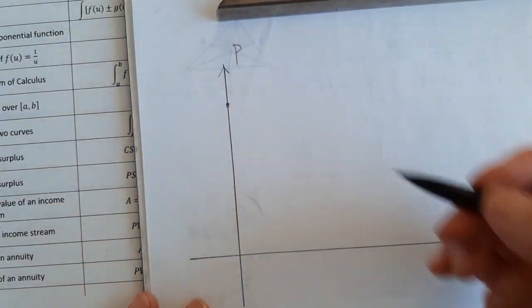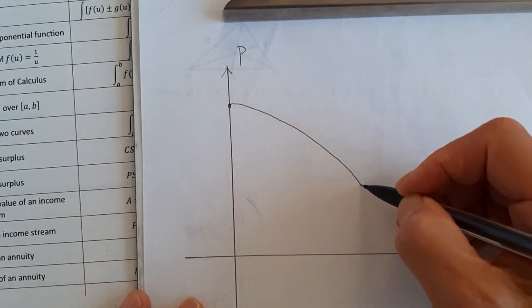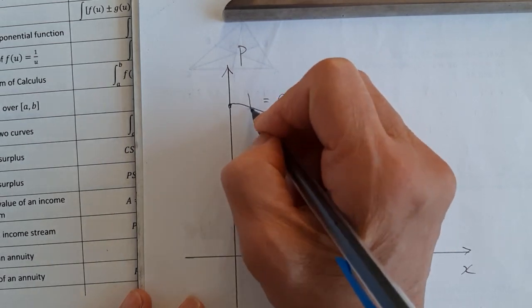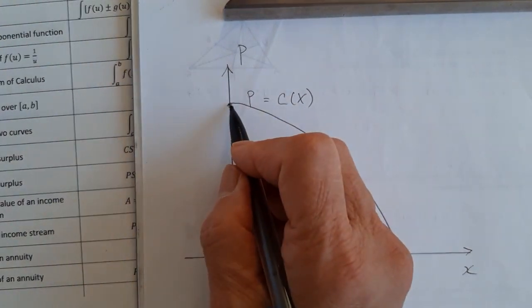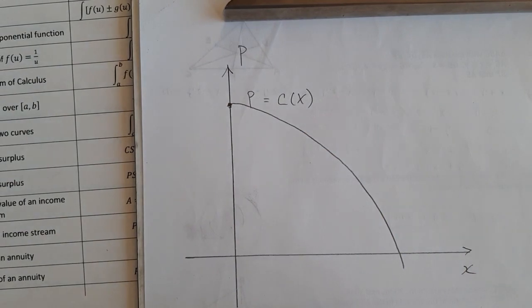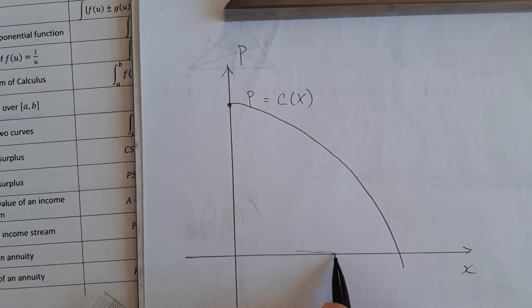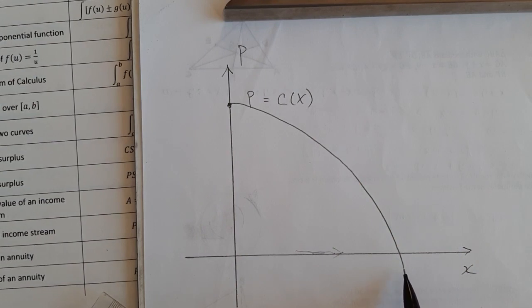We start with the consumer cost function. This is the cost function, p of c of x. The cost function is a decreasing function, starting at a high price, and when x units increase, the price decreases.